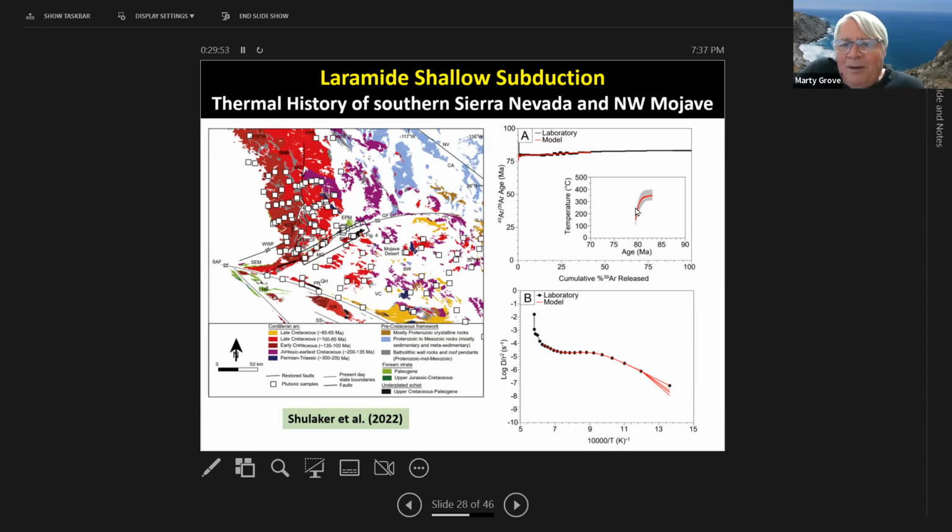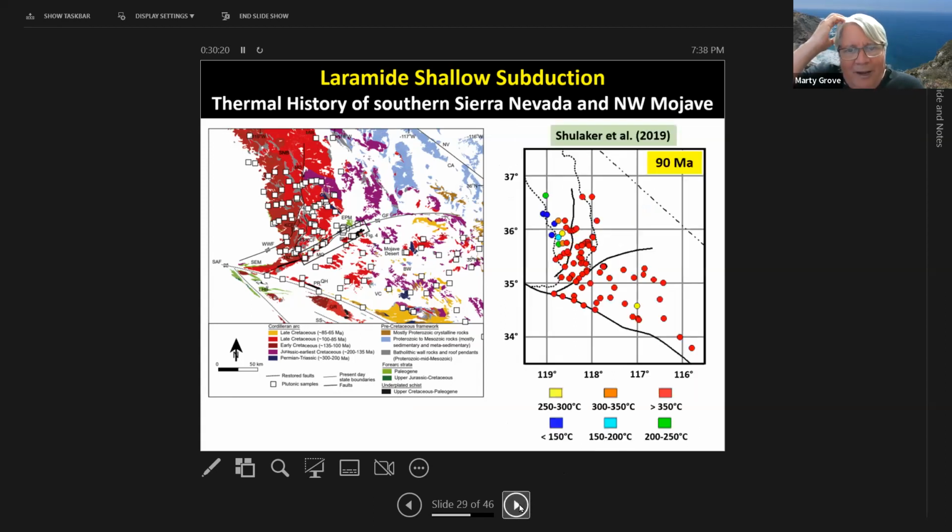Here the age spectrum is basically between approximately 79 to about 83 million years. But as you can see, it records a pretty significant cooling from approximately 350 degrees down to about 150 degrees. And this is typical of many or most of our samples. So what I'm going to do now is represent these thermal histories in this map on the right-hand side of the screen.